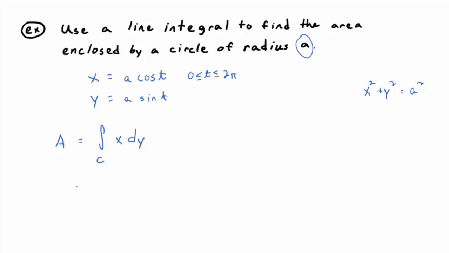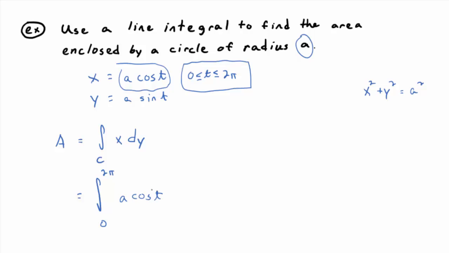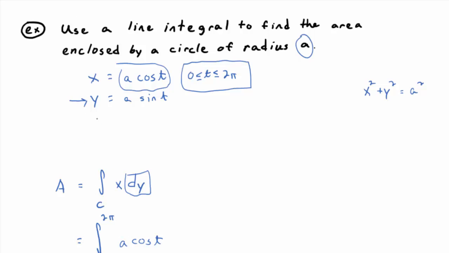That's all you got to remember. So, let's do the limits of integration. To trace out that circle, what does t have to run from? 0 to 2 pi. So integral 0 to 2 pi. What's x in terms of t? a cosine t. Can you get dy in terms of t? What do you do with this equation? Just take the differential, right? So what does dy equal? a cosine t dt. Beautiful.